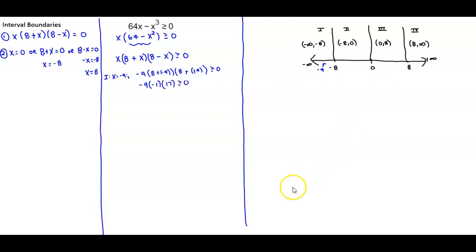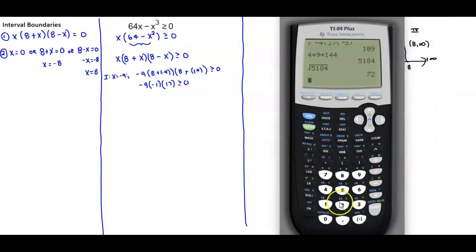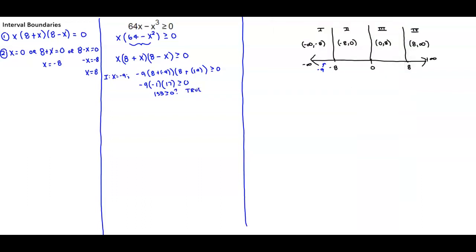Okay, so now we just need to say, what is negative 9 times negative 1 times 17? Negative 9 times negative 1 times positive 17 gives us 153. And so is 153 greater than or equal to 0? Well, the answer is yes. So therefore it's true for the first interval. Okay, let's take a look at the second interval.